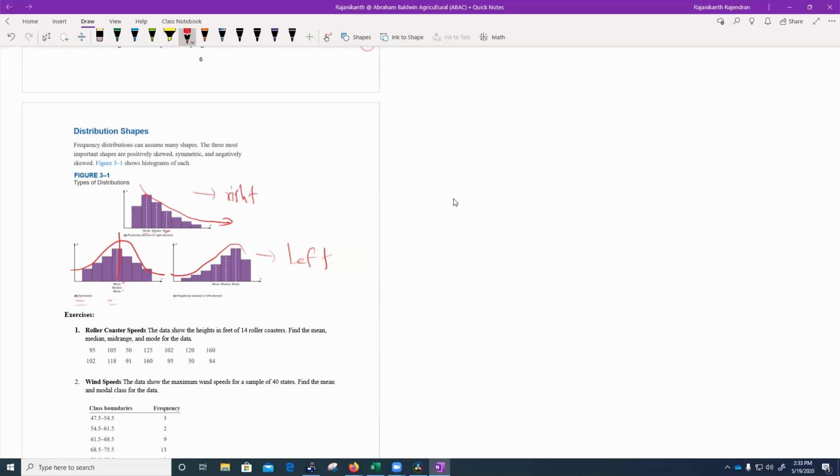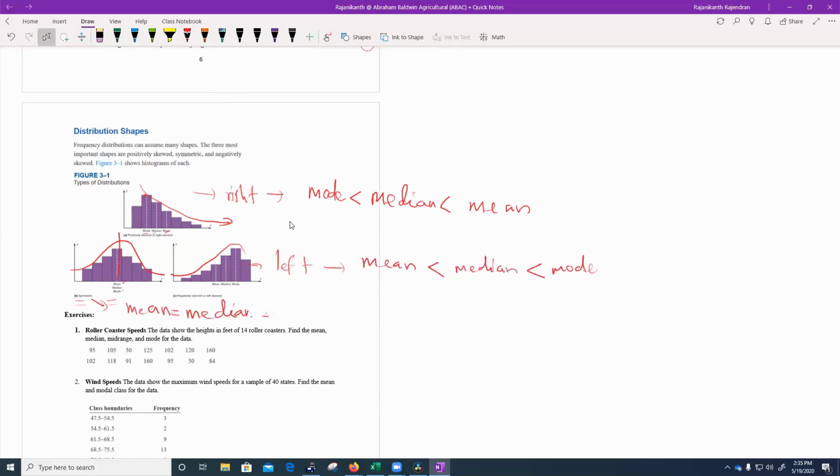But this is the other way around for left skewed, right? If it is left skewed, then mode is the highest one, and mean is the lowest one. So keep in mind this order. For the right skewed, mode is the smallest one. The next biggest one is the median. Then the highest one is the mean. But for the left skewed, mean is the lowest one. The next one is the median, then the highest one is the mode. You need to memorize all three. Okay. For the symmetric, mean equals median equals mode. All three values are the same.